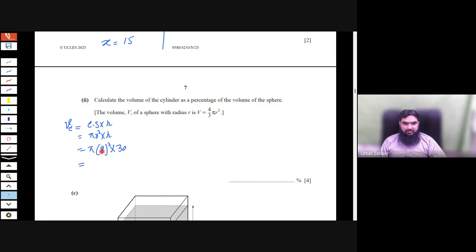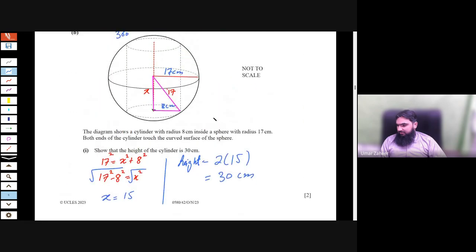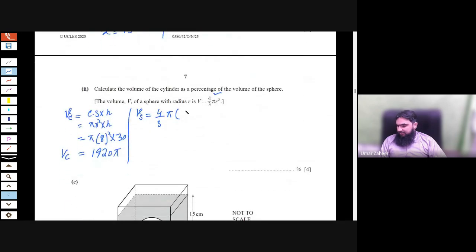Yes, tell me the answer in terms of pi. Simon, tell me your answer in terms of pi. 1920 pi. All right. This is the volume of the cylinder. Now we have to find the volume of the sphere. The formula is already given, 4 by 3 pi r cube. The radius of this one is given, that is 17. So 17 cube, sorry. Just find the volume of the sphere.